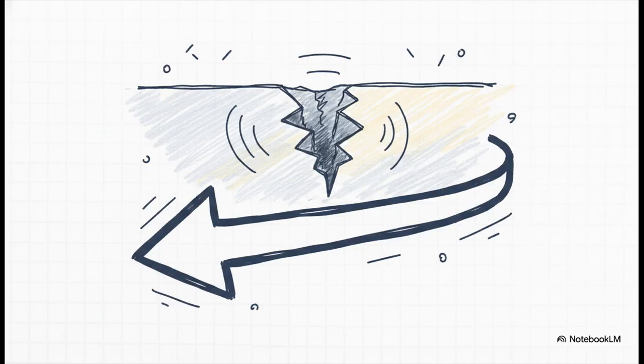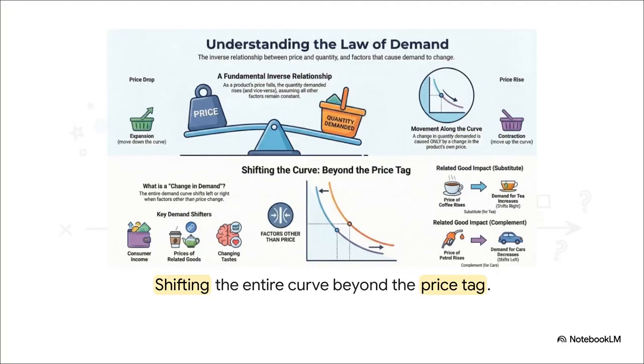Okay, let's bring in our second suspect and see how it triggers a completely different scenario, the demand earthquake. In economics, this is formally known as a decrease in demand. Now, if a contraction is just sliding along a rigid track, a decrease is like a seismic event. It actually shifts the entire landscape right beneath our feet, altering the market entirely, regardless of what the price tag says.